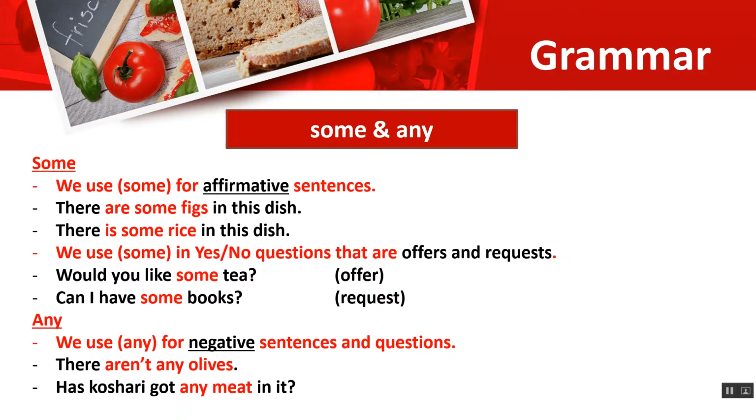We use some in yes or no questions that are offers and requests. For example, would you like some tea? And it's an offer. Can I have some books? And it's a request. Any. We use any for negative sentences and questions. There aren't any olives. Has koshari got any meat in it?